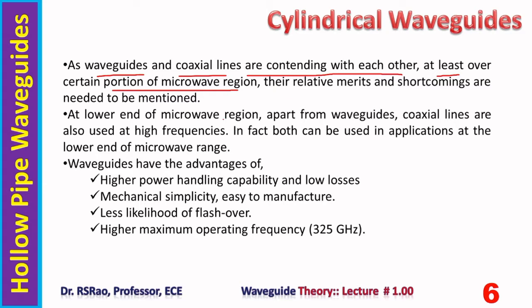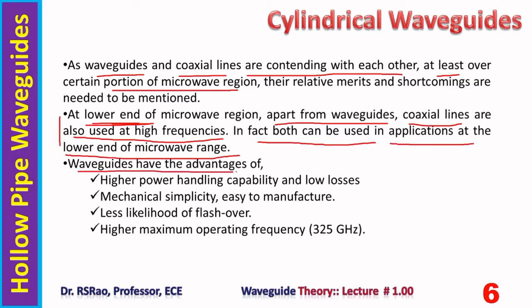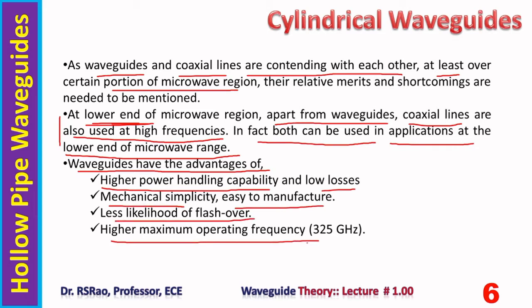At the lower end of the microwave region, apart from waveguides, coaxial lines are also used at high frequencies. At the lower end, both waveguides and coaxial lines are okay. Both can be used in applications at the lower end of the microwave range. Waveguides have the advantage of higher power handling capability and lower losses, mechanical simplicity, easy to manufacture, less likelihood of flashover, and higher maximum operating frequency.